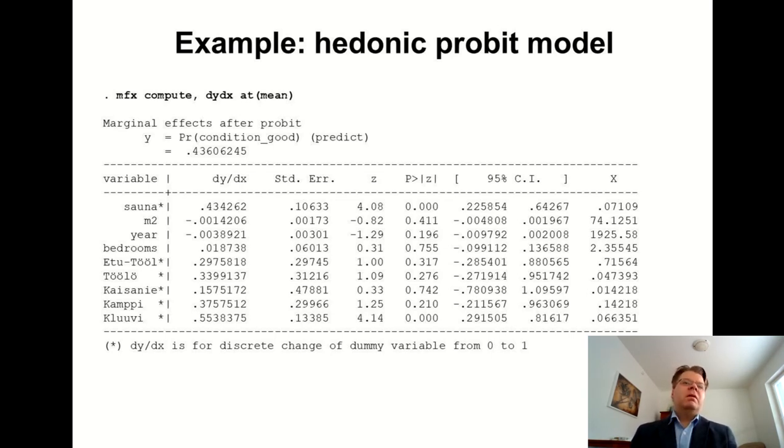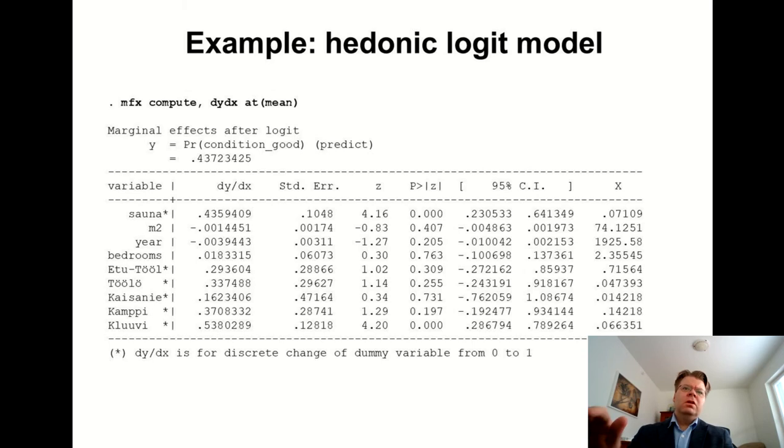So for example, if you have this dummy variable for sauna, then given the sample average, so of course, even though this binary variable of sauna is itself binary, this marginal effect depends on the other variables, these continuous variables. So if you calculate that for the average apartment in this sample, what is the marginal effect of this discrete change that there is a sauna or there is not a sauna? So then for the average observation, having a sauna in the apartment would increase the probability of good condition by 43 percentage points. Okay, so that's quite a large increase in the probability that the apartment is in good condition.